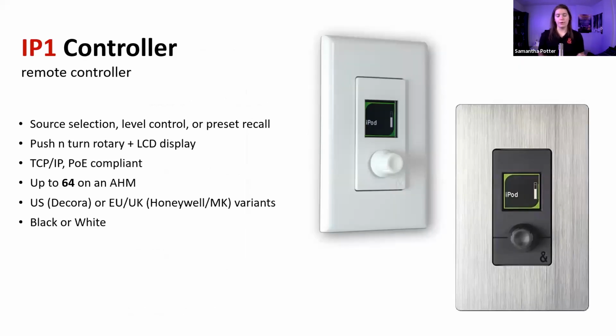If we look at the IP1, for instance, this fits into a single gang box, so essentially a light switch. It's a push and turn rotary, so we have two functions at any given moment. We can have the regular twist and turn, but if we push it in, we can twist and turn and do something different as well. It is PoE compliant, so it runs on PoE, which is great. And like much of our control, we use TCP/IP to send that control data over. The good news is you can have up to 64 of these on an AHM.